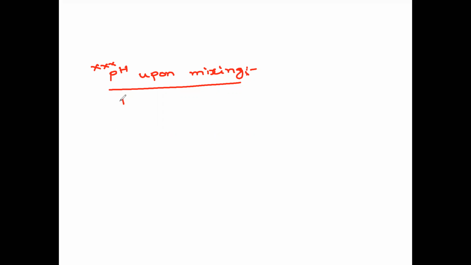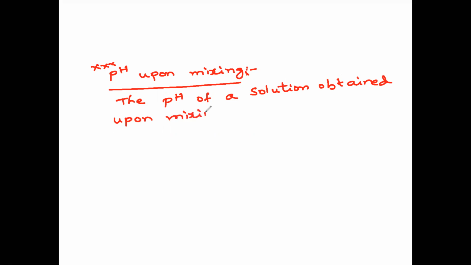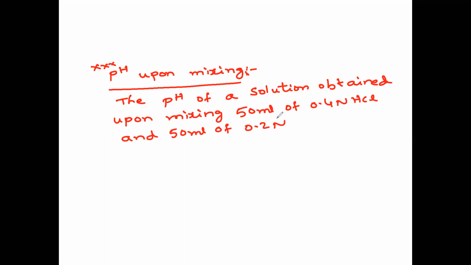The pH of a solution obtained upon mixing 50 ml of 0.4 normality HCl and 50 ml of 0.2 normality NaOH solution is.